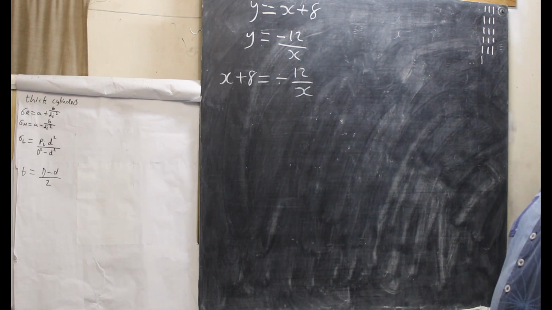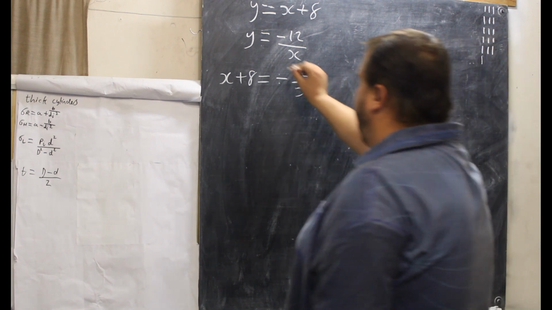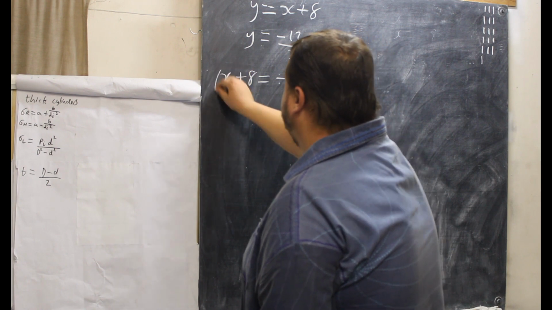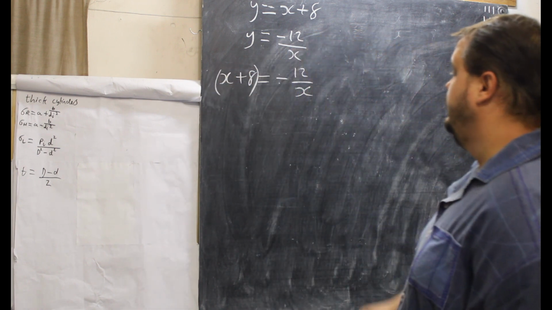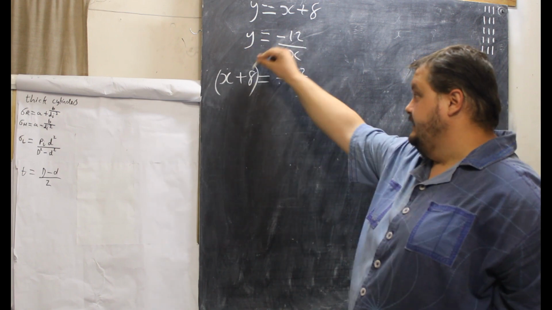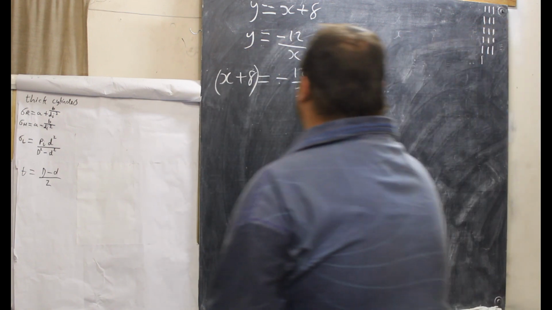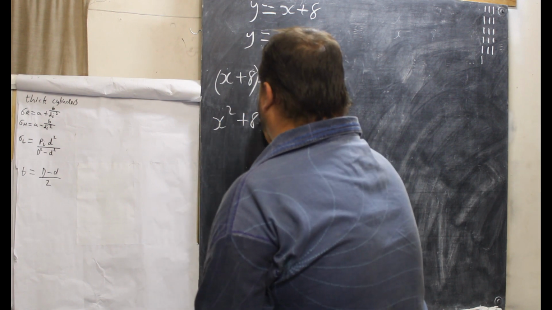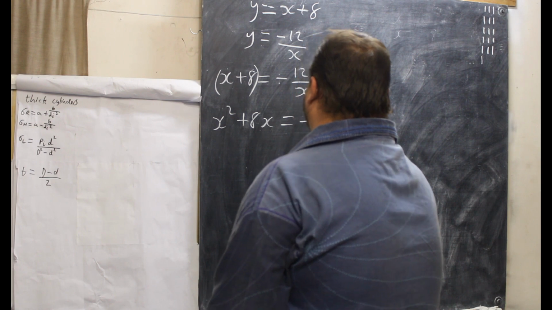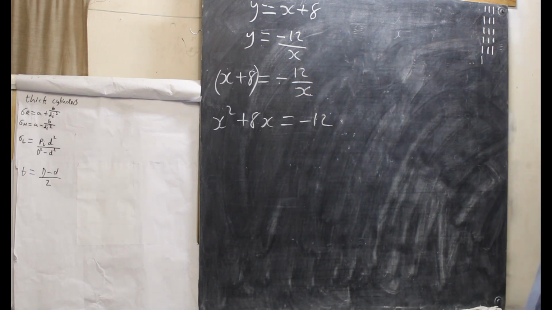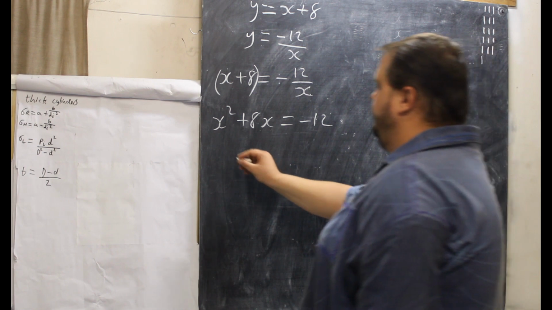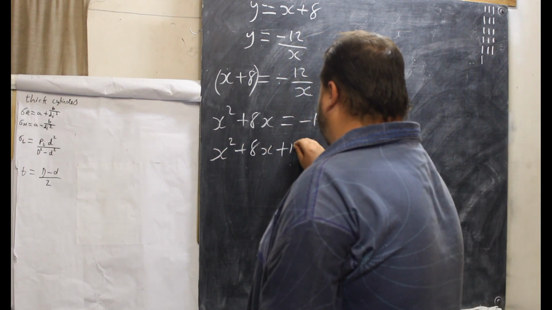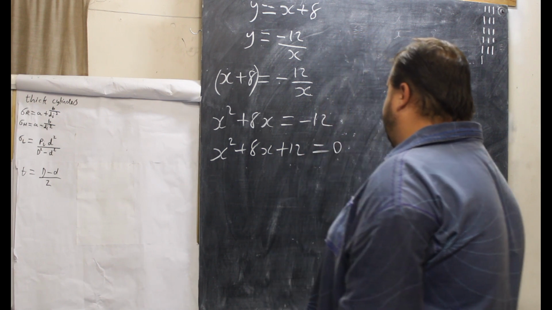So this works to our advantage because we multiply by x on each side. So x times this whole thing, so that goes x there and x there. So x times x is x squared, x times 8 plus 8x equals minus 12. Now, all we do is bring the 12 over. x squared plus 8x plus 12 equals 0.